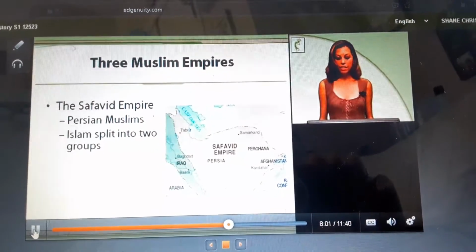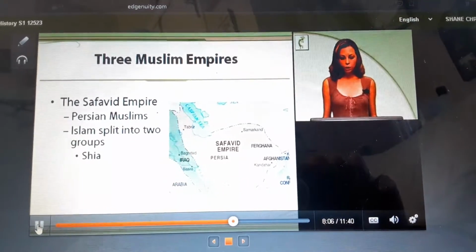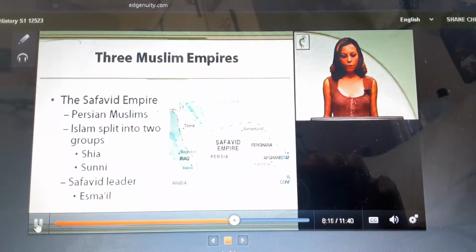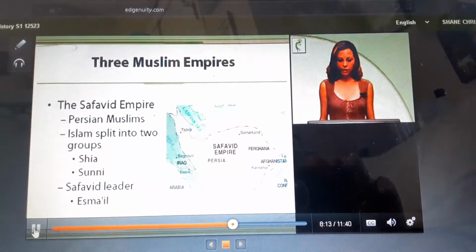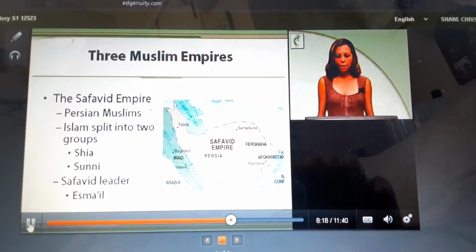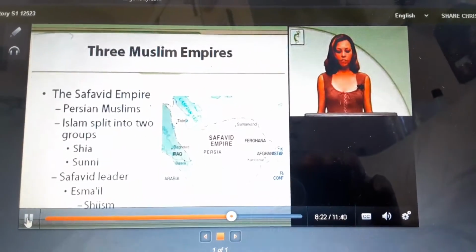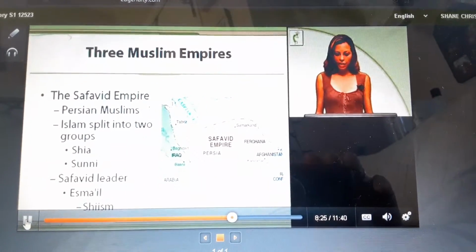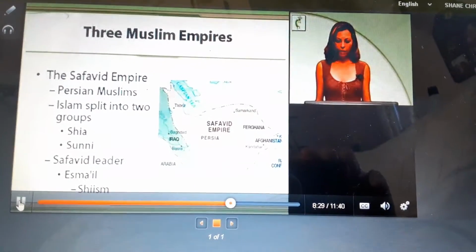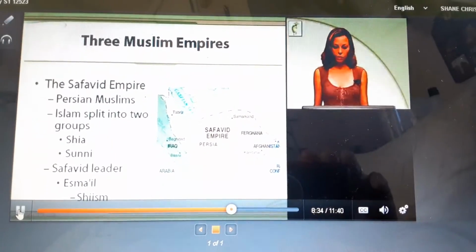The Safavid Empire began in 1501 when its leader conquered Persia. This leader's name was Ismail. He took the ancient Persian title of Shah, or king, made Shiism, the belief in the Shia, the official religion of the empire, and worked to spread it throughout. He tried to conquer more land and convert others. He was defeated, though, by the Ottomans in 1514.